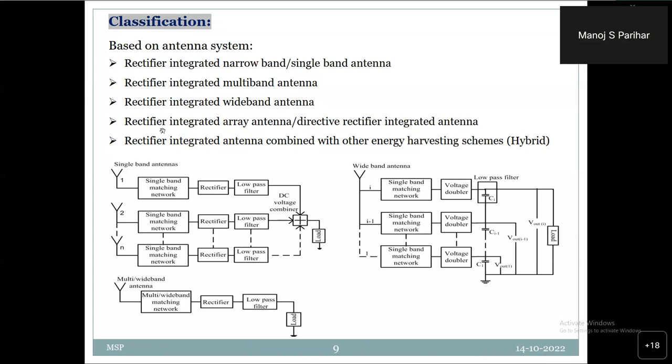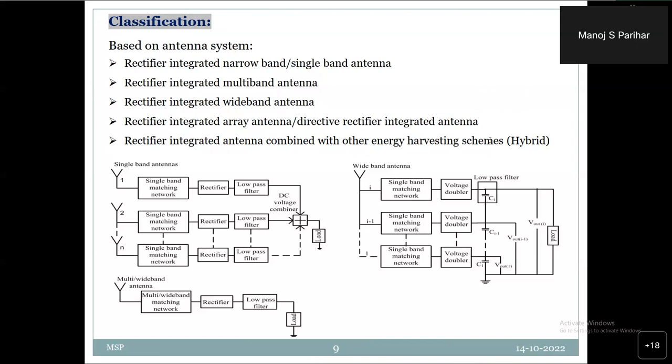Then we can also think of an array of rectifier antennas. We can have a directive rectifier antenna where we can enhance the DC power in a particular direction. Then the rectifier integrated antenna can be combined with other energy harvesting schemes, like sunlight or other energy harvesting schemes. So we can ultimately enhance the DC power level.